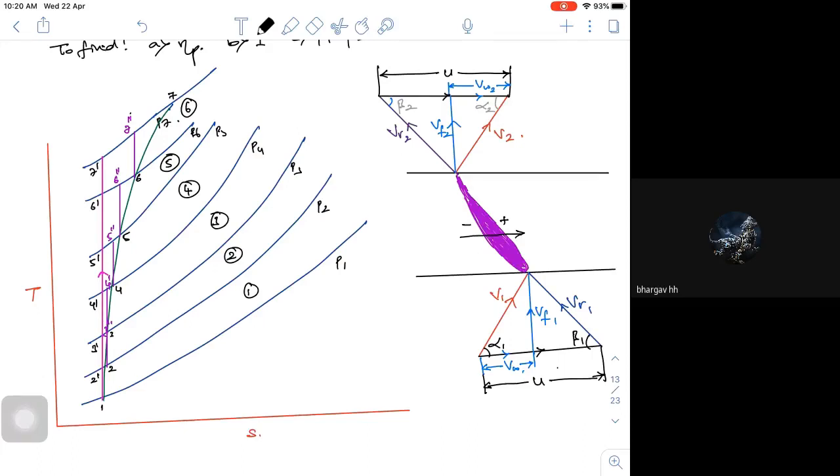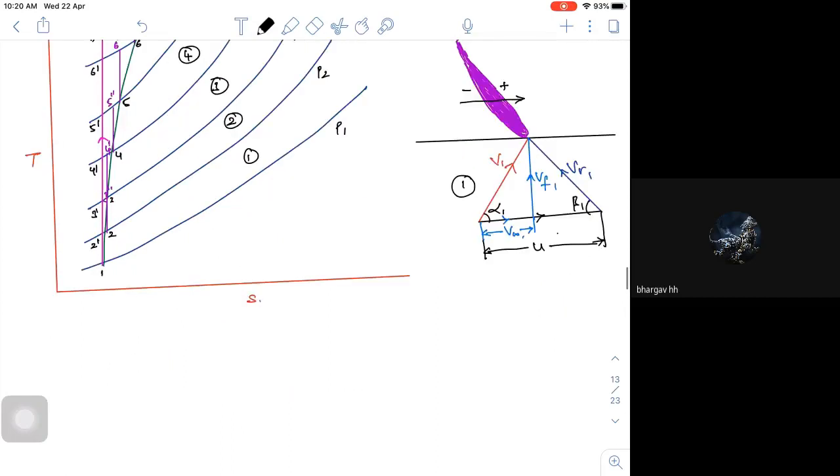If I call this the inlet velocity triangle at 1, this is the outlet velocity triangle. So 1 corresponds to the low pressure side of the compressor, and 2 corresponds to the high pressure side of the compressor.